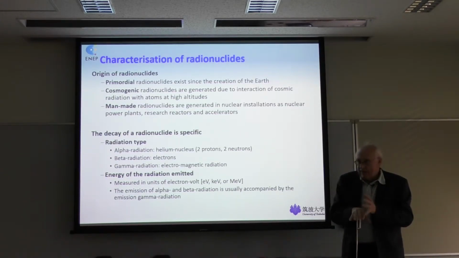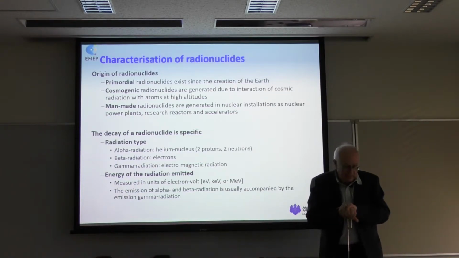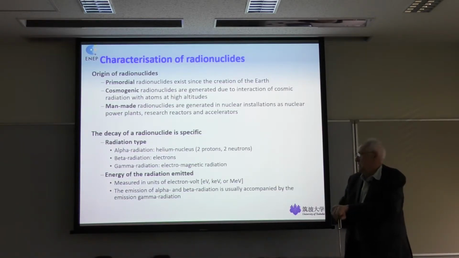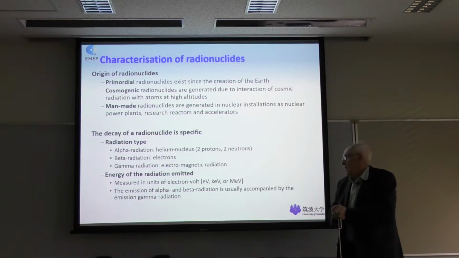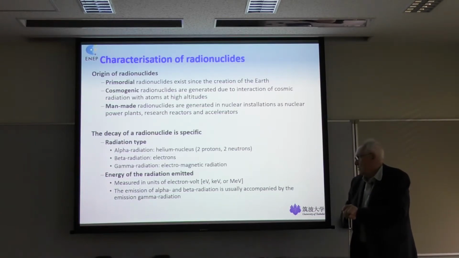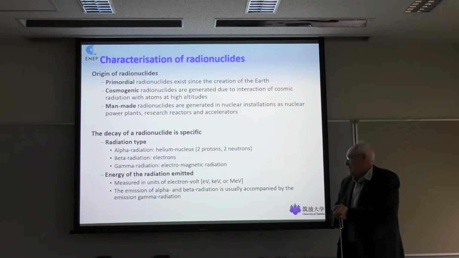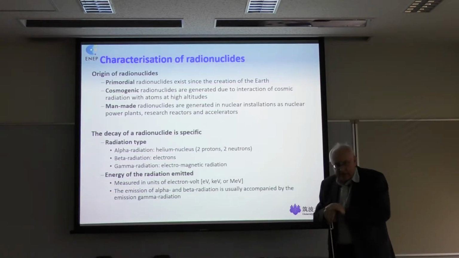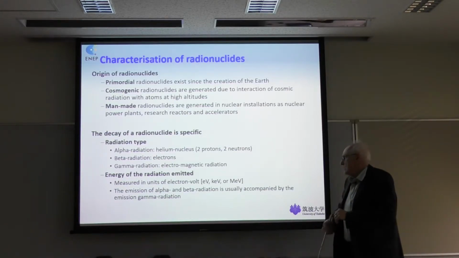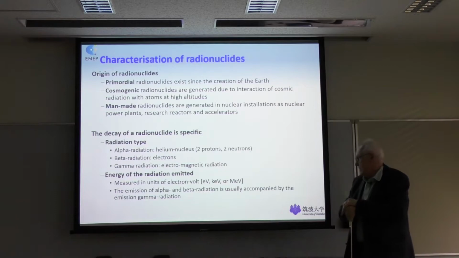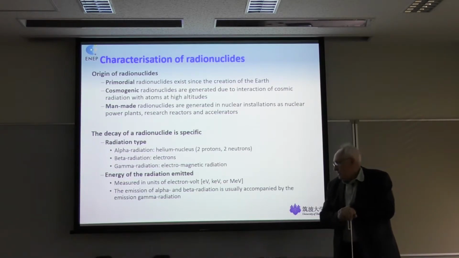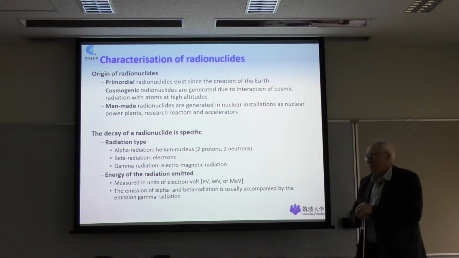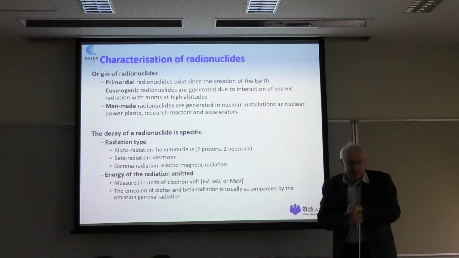The decay of any radionuclide is specific. It is specified by the radiation type, whether it emits alpha radiation, beta radiation, or gamma radiation, and also by the energy of the radiation which is emitted. This energy is measured in units of electron volts. Usually, the emission of alpha and beta radiations is accompanied by the emission of gamma radiation.